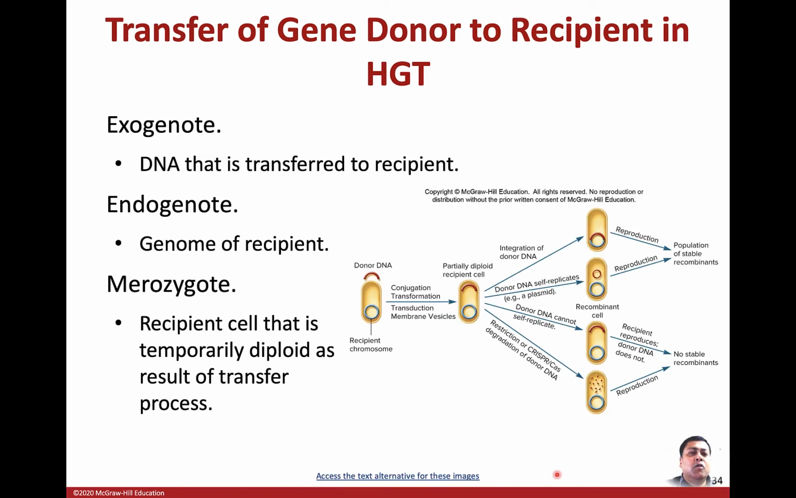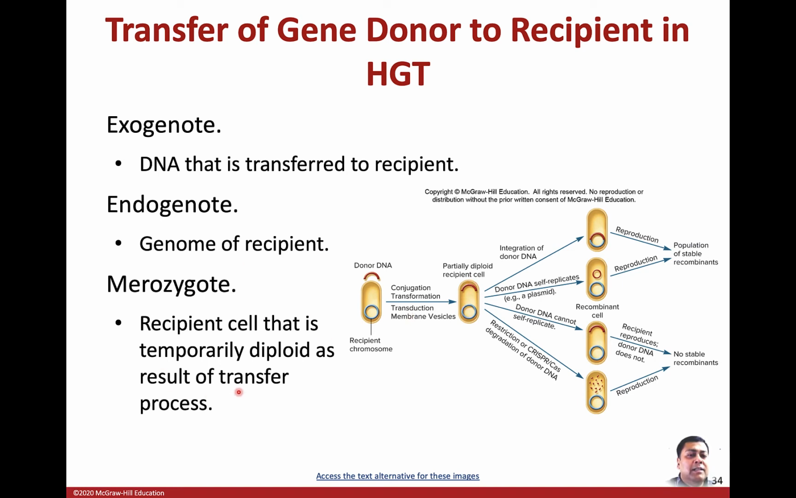So let's take a look at some of the basic ideas, then we are going into the detail of that. Here are some definitions. An exogenote is the DNA that is transferred to a recipient. So here we have a bacteria, we have a recipient chromosome, and you have a donor DNA. So the DNA that is transferred is an exogenote. Endogenote is the genome of the recipient. So if this is a recipient chromosome, this is an endogenote, and this is your exogenote.